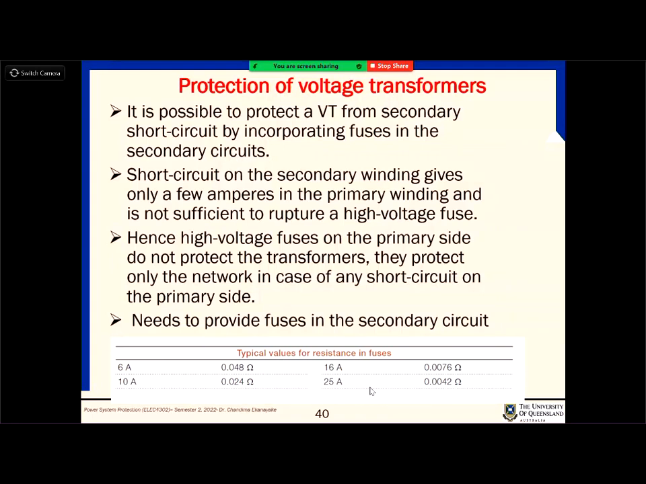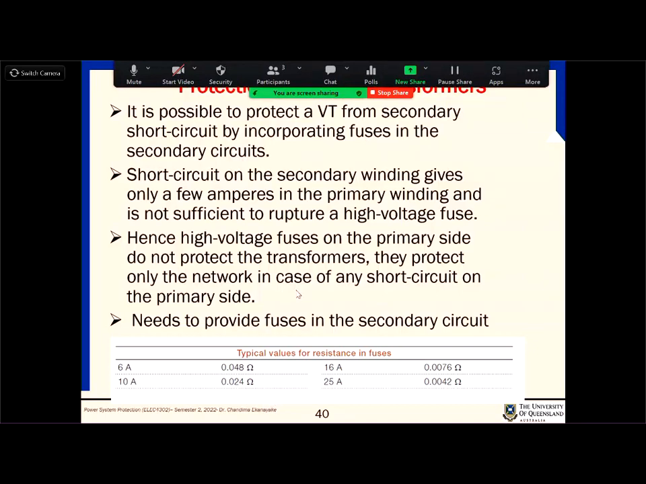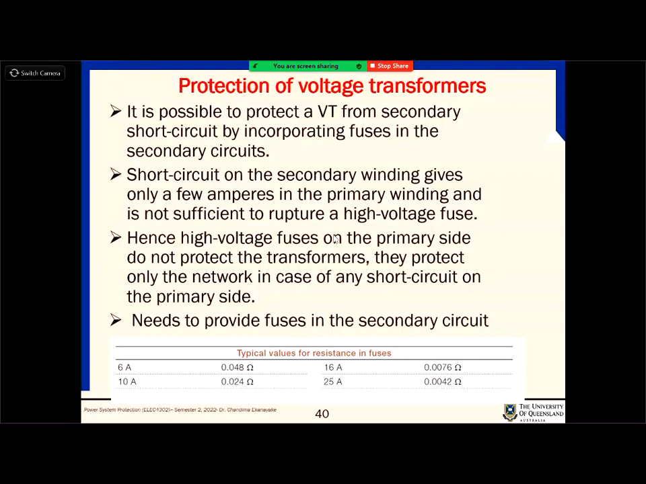So, as I said before as well, to protect the VTs, you need to have some mechanism. The mechanism that is proposed here is putting a fuse. A fuse will reduce the secondary winding current. But then, can we stop it? Let's say if there is a short circuiting condition in the secondary, what is the impact on the primary side?